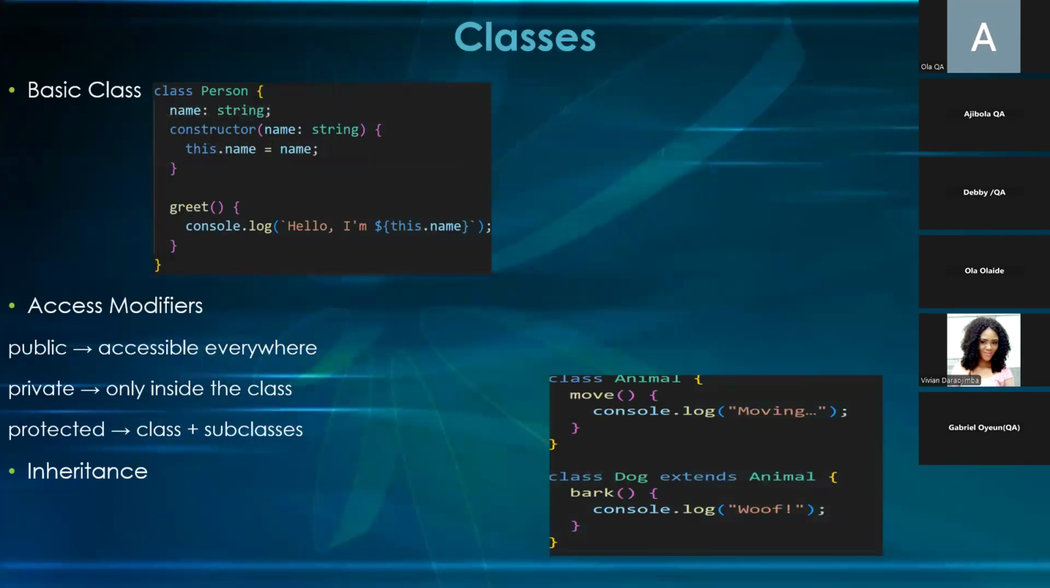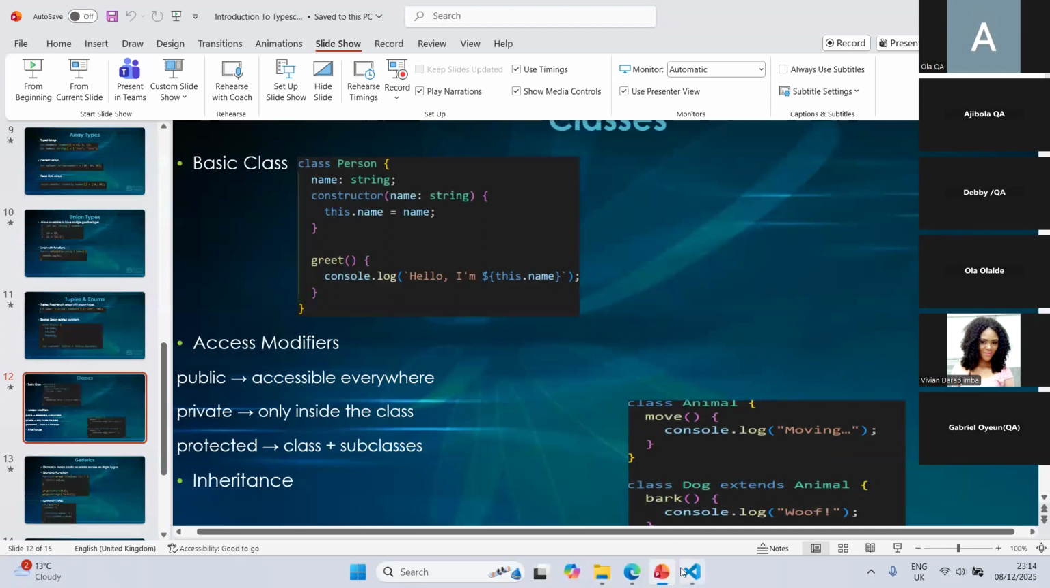The next one is going to be classes. The only difference is the access modifier. That's really the difference, the access modifier. What I mean by access modifier is public, which means you can access it everywhere; private, which means you can only access it inside the class; and protected, which means you can work with it inside the class or the subclasses. The subclass means the derived class. We'll talk about inheritance in detail later.